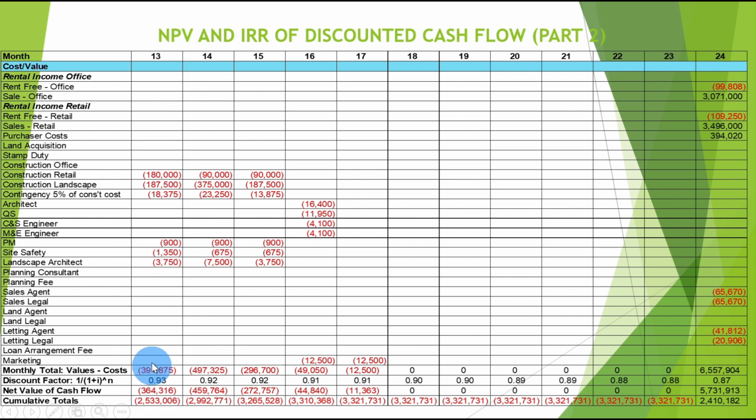So we use the same approach we have discussed in the previous video, from the 13th month to the 24th month, and we have the final total NPV of around 2.4 million, based on our net present value calculation. Our project has an NPV of around 2.4 million, and it is a positive amount, so the project is profitable.